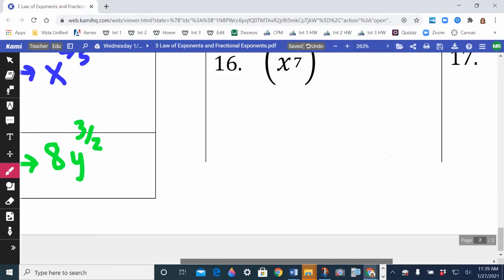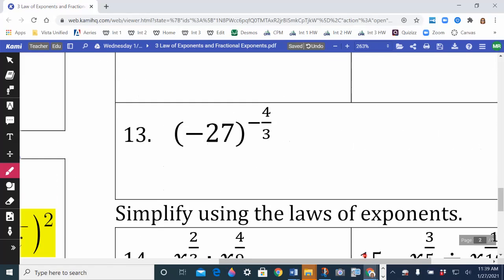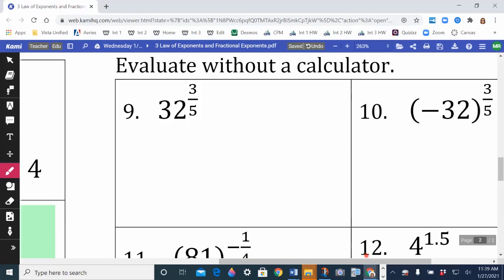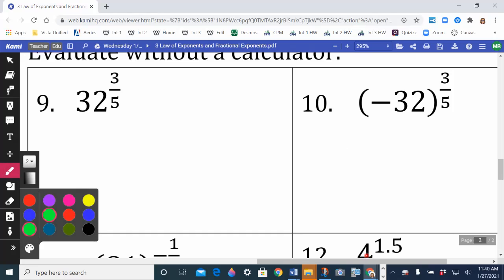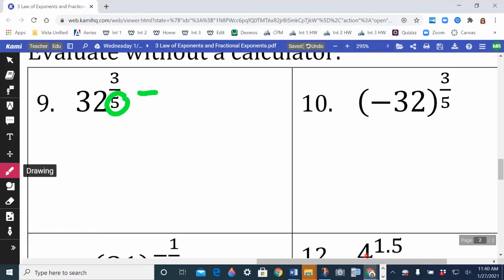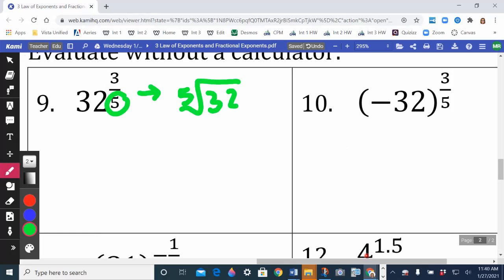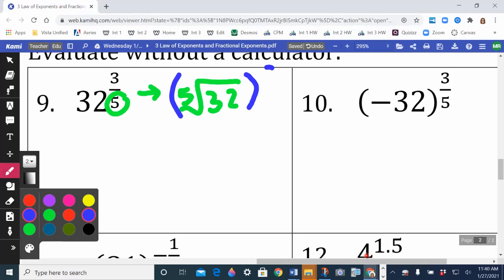Now the next section here, they want us to evaluate this without a calculator. So if I'm evaluating without a calculator, I am probably going to want to do the root first. So if I'm going to do this, I am going to take the 5th root of 32. Then I'm going to raise that to the power 3. So the 5th root of 32 is 2. And then 2 to the 3rd is 8, and that's your answer.